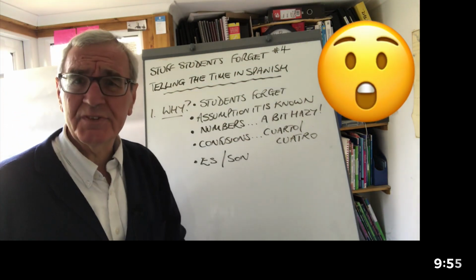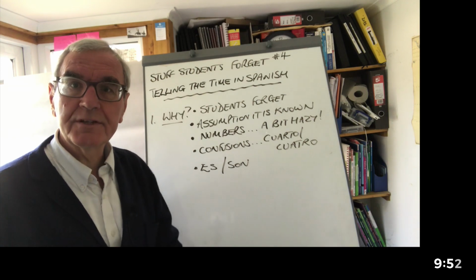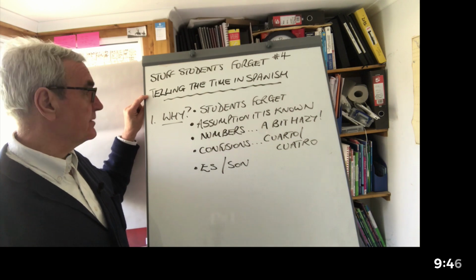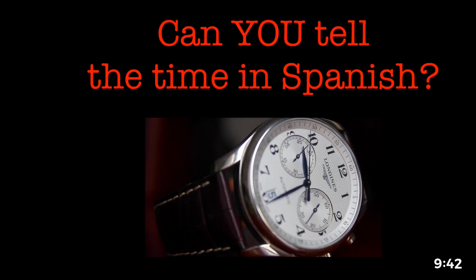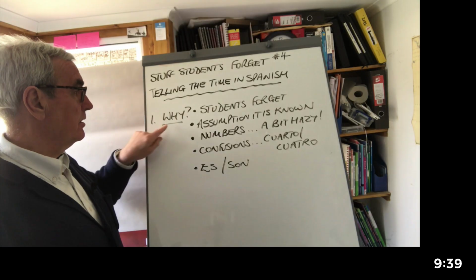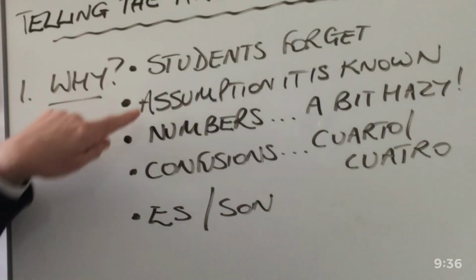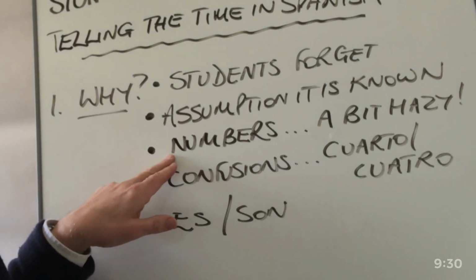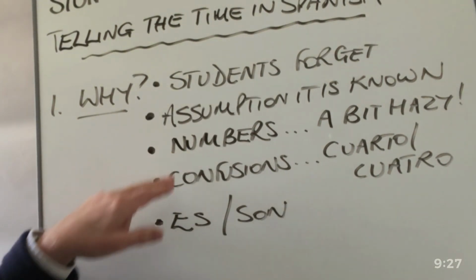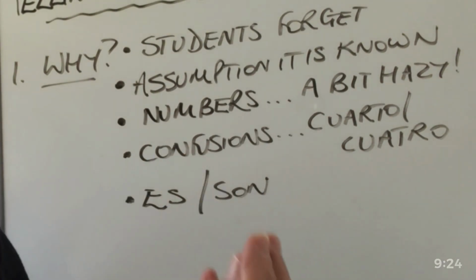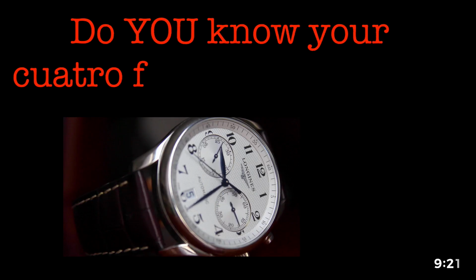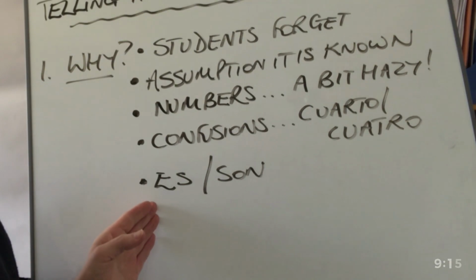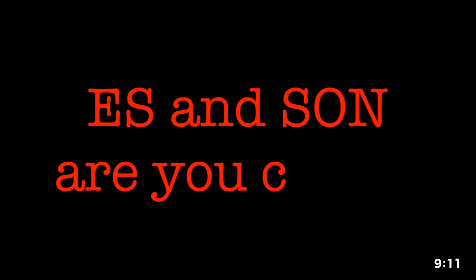Number 4. Students forget stuff? Well, they do. What sort of thing do they forget? Telling the time in Spanish. So why are we going to do this? Because students forget stuff. Because the assumption is that you know it. Sometimes people are a bit hazy on numbers, and telling the time is all about numbers. And there are some confusions. Cuatro, cuarto. And last but not least, the big difference between es and son. If you're not clear on those, you should stick around.